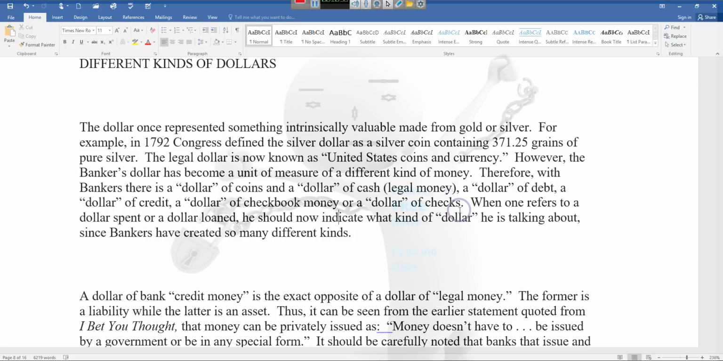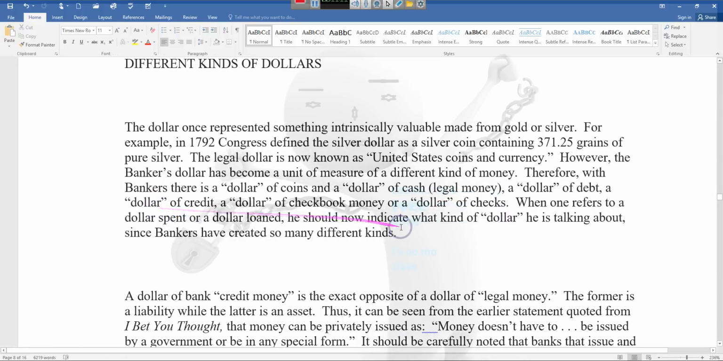I didn't write that. Congress wrote that in the so-called House Resolution HR 192. When one refers to $1 spent and $1 loaned, he should now indicate what kind of dollar he's talking about, since the bankers have created so many different kinds. Ladies and gentlemen, that is the point that we've been trying to make to you for the longest time.